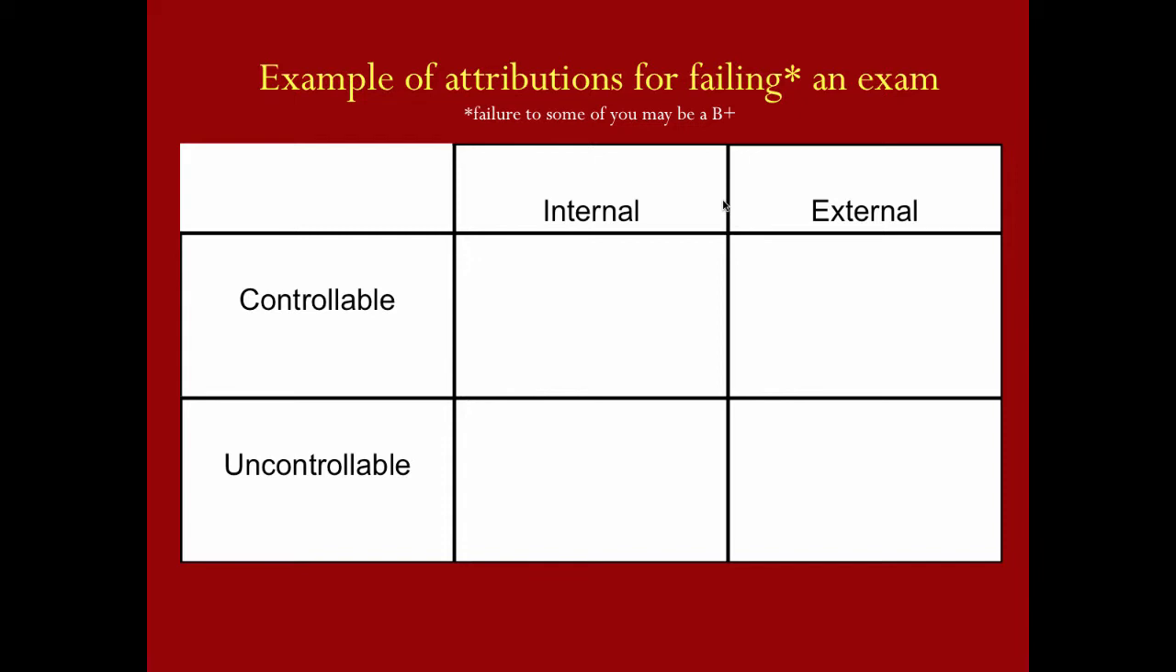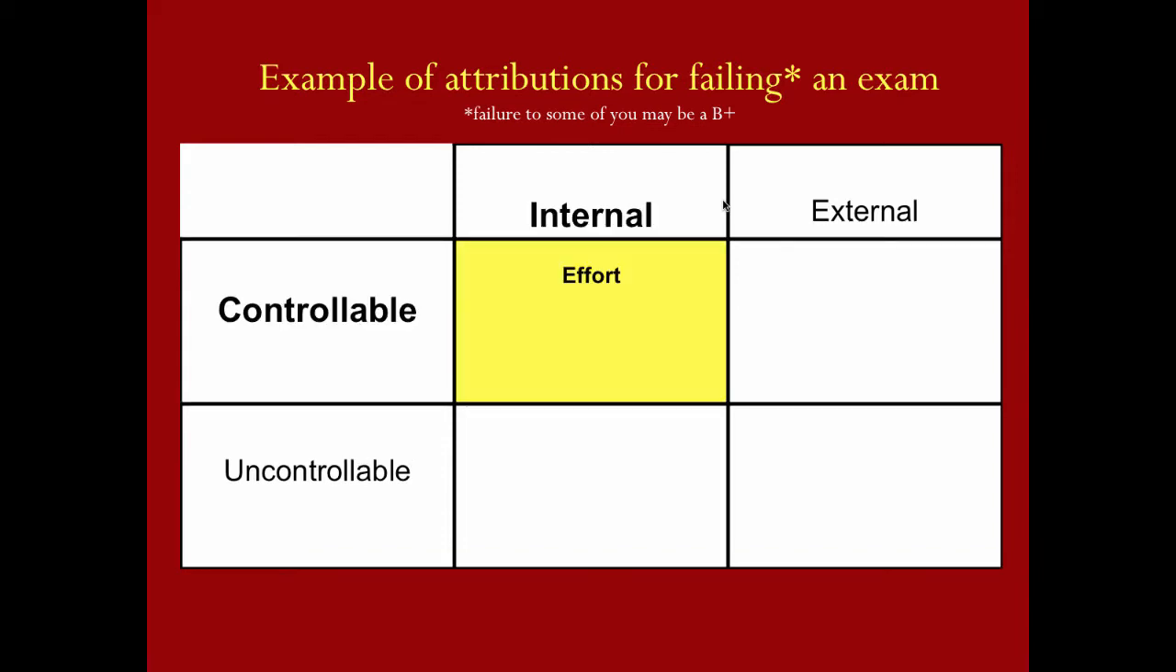In this case, the student may attribute the cause of their failure to one of these 4 interactions. First, we're going to take a look at the internal controllable interaction. If a student attributes their failure to something that is both internal and controllable to themselves, they're most likely going to attribute their failure to effort.